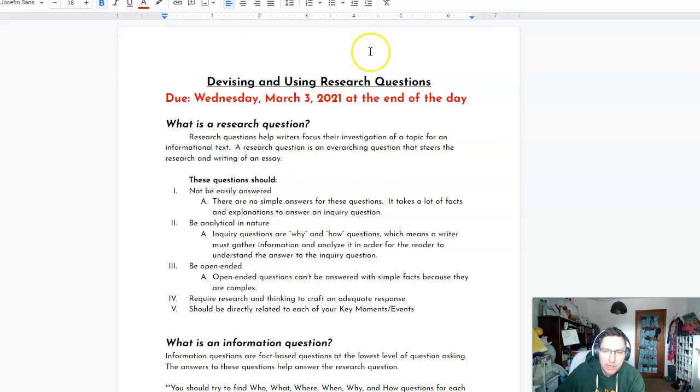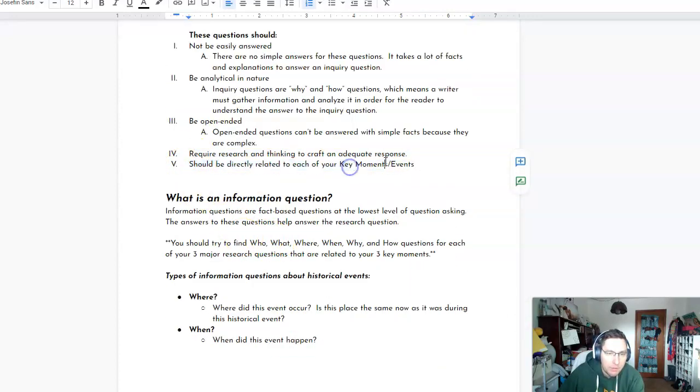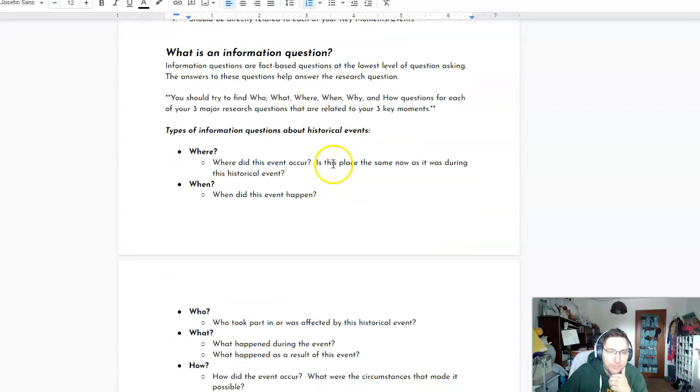You can be more focused when you're writing. So, research questions are not easily answered. There's no simple answers, which means you have to do a little bit of research. They're analytical in nature. Research questions ask why something happened. How did it unfold? How did it occur? They're open-ended, which means that they can't sometimes just be answered with simple questions and answers. They require research and thinking to craft an adequate response, and it should be directly related to each of your key moments. Now, I know you still might be some confusion, but once you see some examples from me, I think it'll be a little more clear.